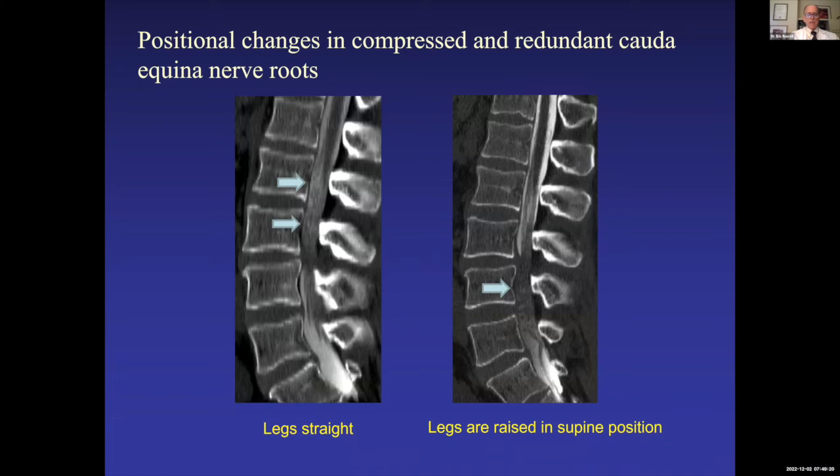And you can see with the legs straight, the redundant segments of the cauda roots are above this stenosis and they're straight below. With the legs raised, all of these redundant root segments appeared below the stenosis. So these are mobile and they may be associated with pain.